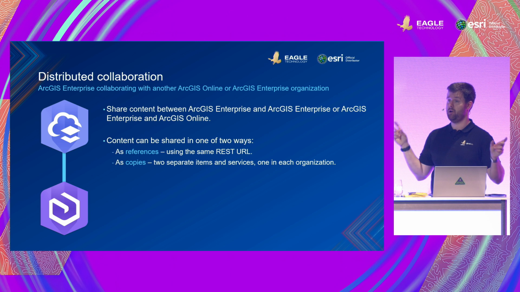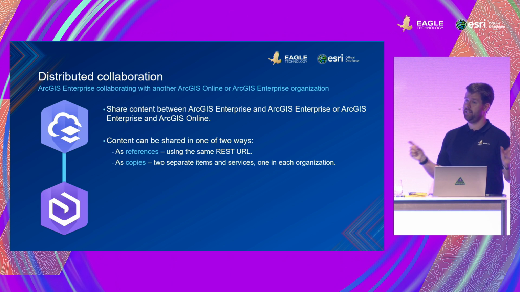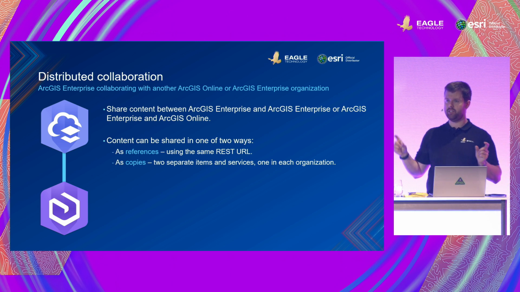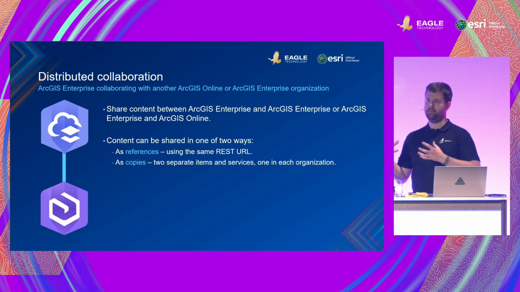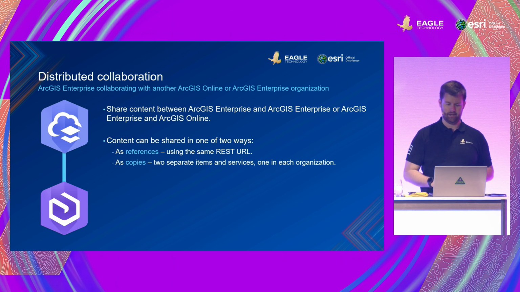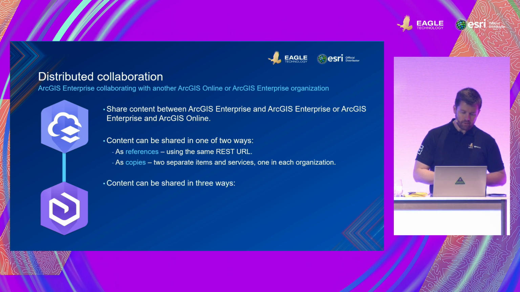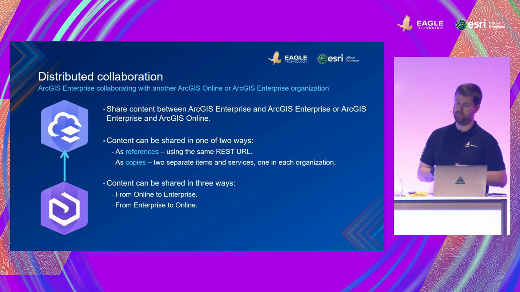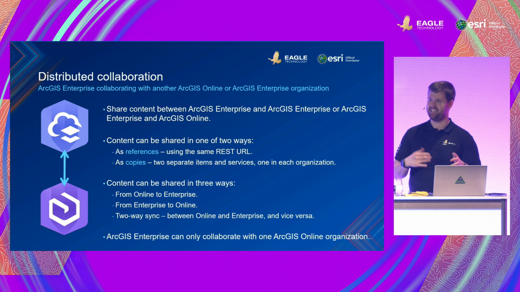So these are two separate items and services, one in each organisation. So the source organisation has the source of truth, if you like, sitting in their portal, but then it creates a copy that goes into that other organisation. And this content can be shared from online to enterprise and from enterprise to online, or enterprise to enterprise for that matter.